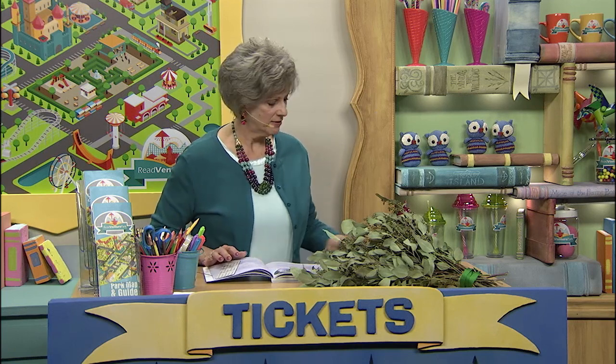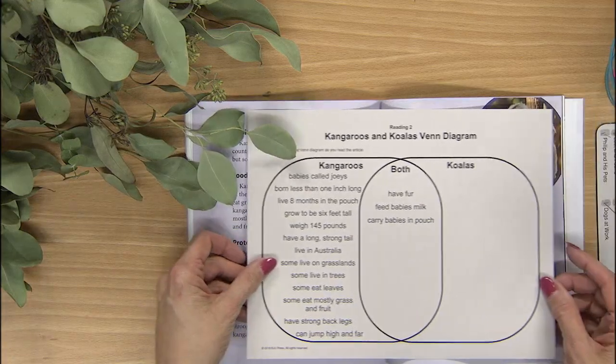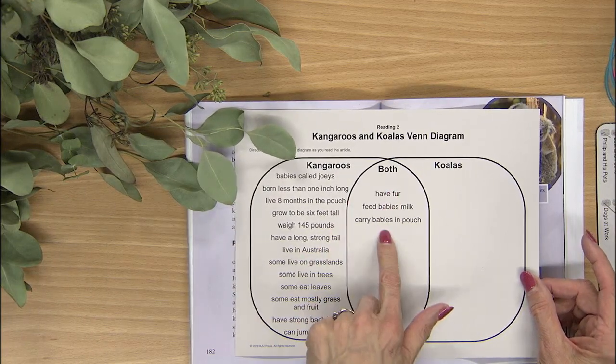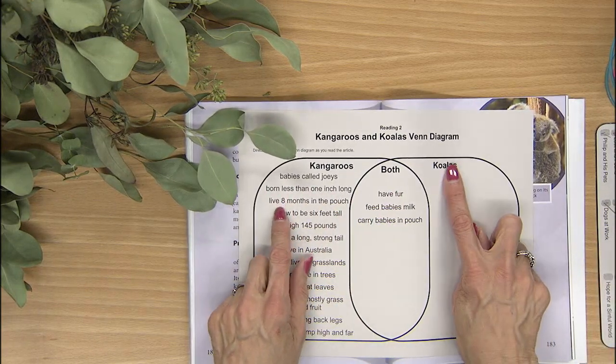So you should have your kangaroo and koala Venn diagram from last time, okay? So let's review what we learned about kangaroos and see what we can learn about koalas. This is our Venn diagram from last time, with what we learned about kangaroos and what we know about both of them. But we're going to be learning more about koalas today, so keep this handy.